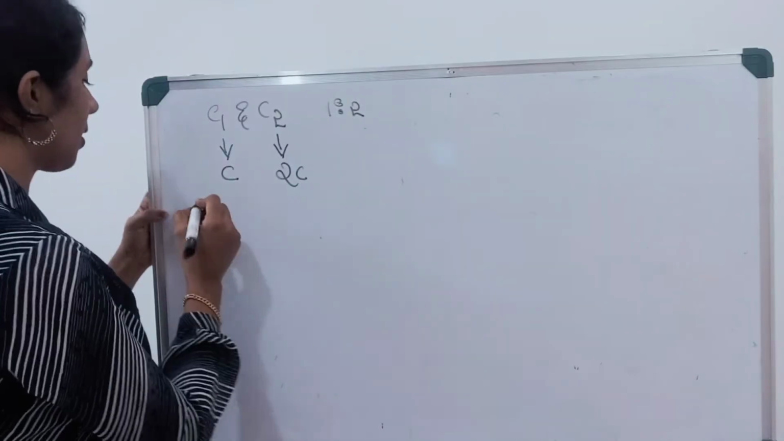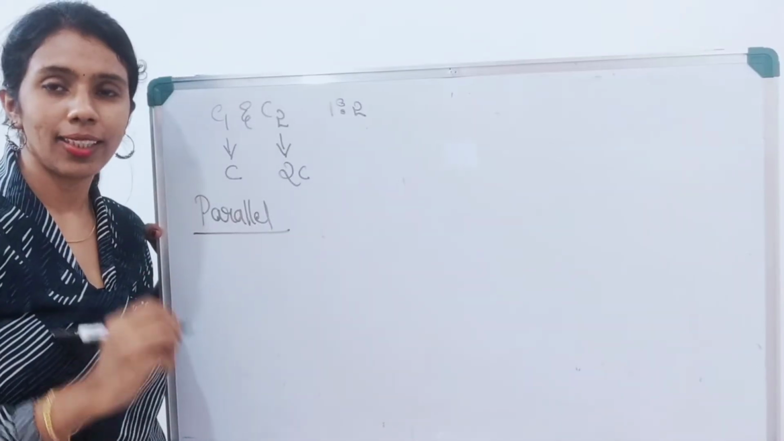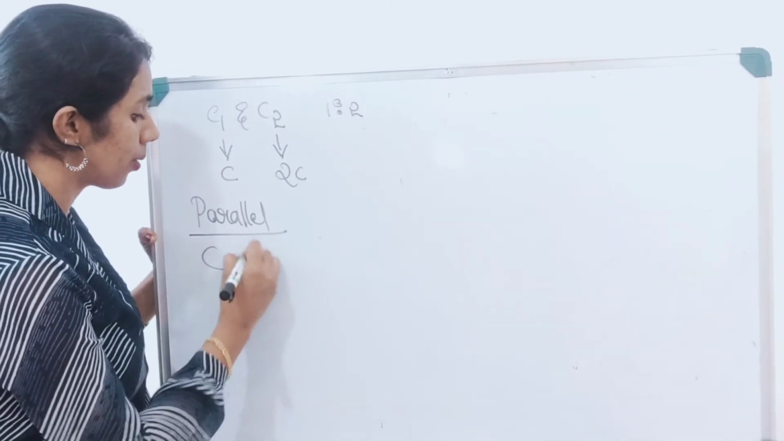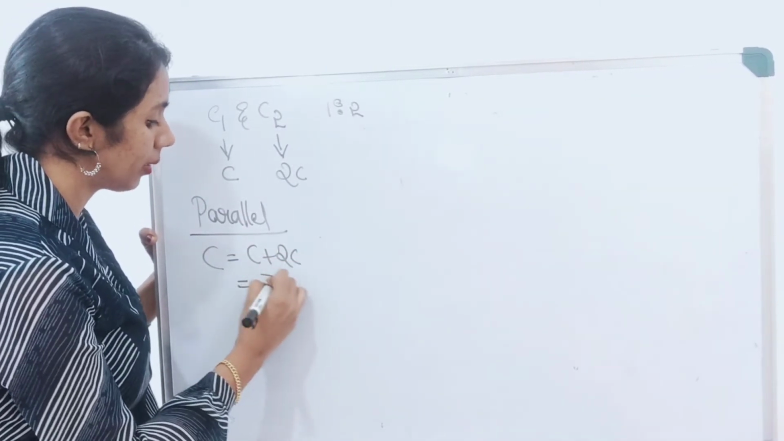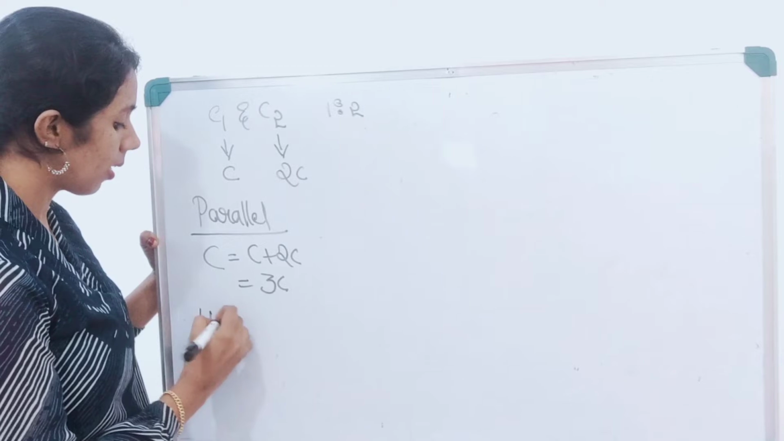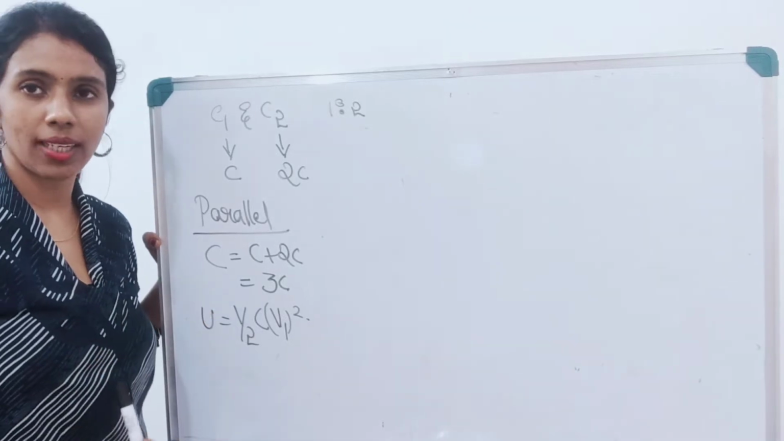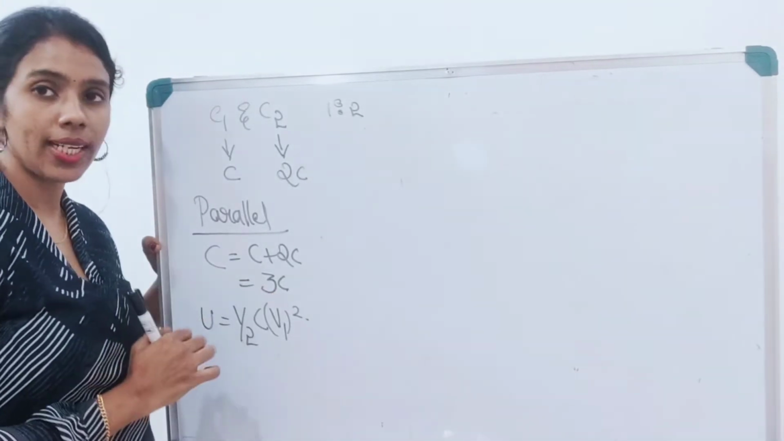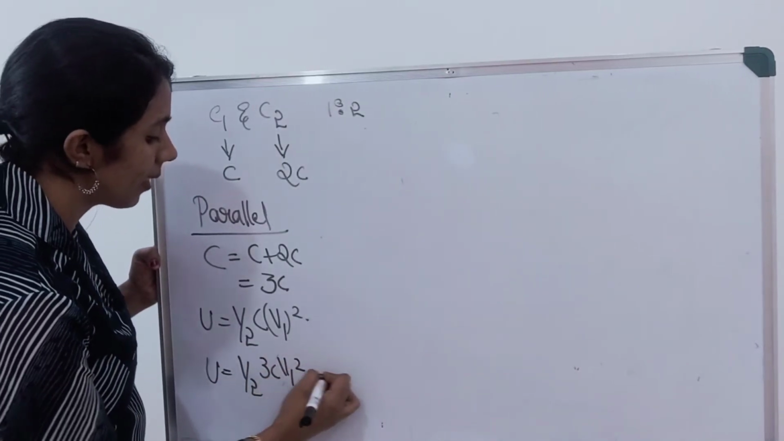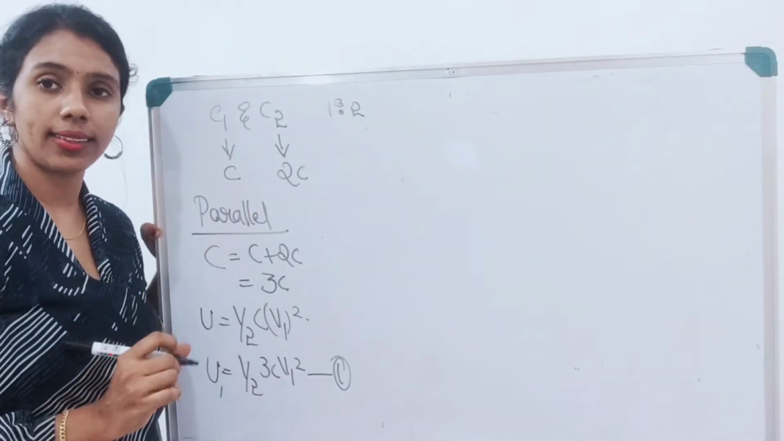So suppose we consider the parallel combination. For the parallel combination, total capacitance will be the sum of the individual capacitors. So C is equal to C plus 2C, which is equal to 3C. So energy stored U is equal to half C V1 square, where V1 is the potential. Instead of C, we can substitute 3C. So U is equal to half 3C V1 square. Let this equation be 1. This is the energy stored when these capacitors are connected in parallel.